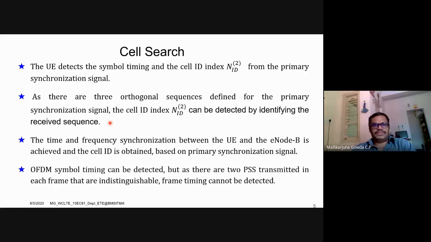So the time and frequency synchronization between the user equipment and the eNB will be achieved, and the cell ID is also obtained based on this primary synchronization signal. OFDM symbol timing will be detected, but as there are two primary synchronization signals transmitted in each frame, and they are the same, they are indistinguishable. Hence, the frame timing cannot be detected by using the primary synchronization signal.